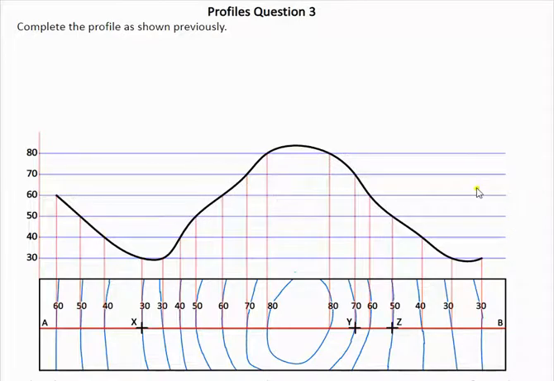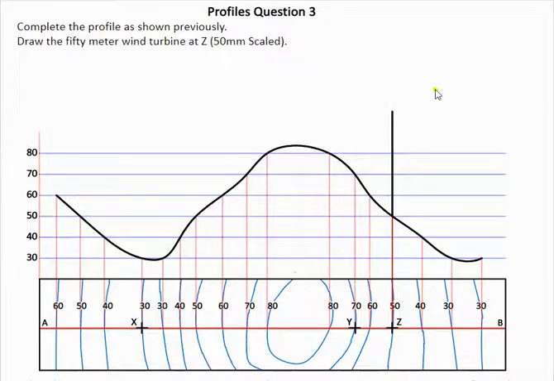So that's our profile drawn. Next thing then is we'll bring up our points. So bring up point X and point Z. So Z is drawn up here. So this here is our wind turbine, which is 50 meters from point Z. Now in the question then is, will you see it from X?